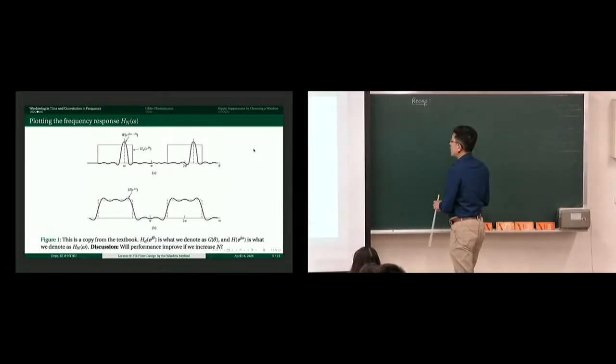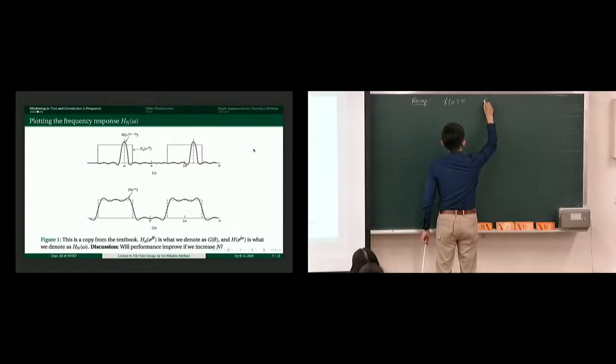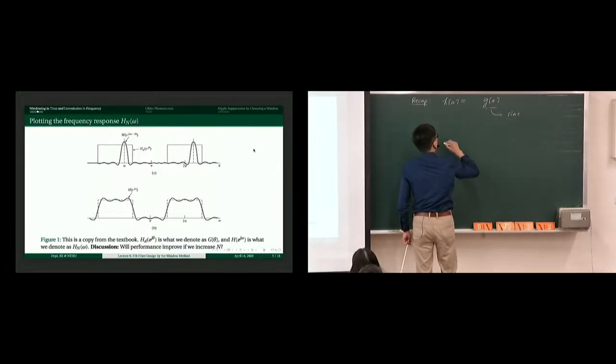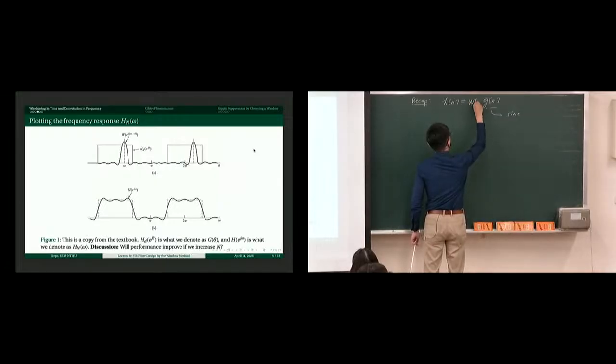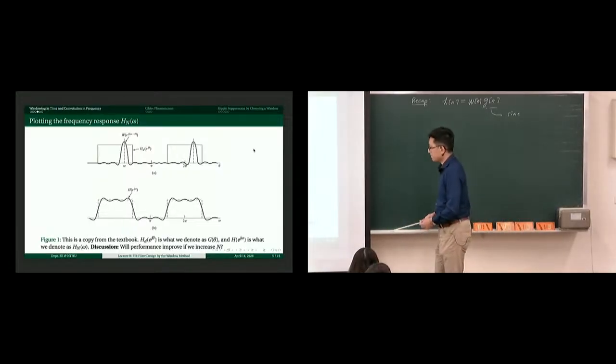Okay, so let's recap. When we say using a window, our design would be something like this. We are going to multiply the ideal impulse response, which for low pass is a sinc function in discrete time, with a window function: time domain multiplication, frequency domain convolution. Okay, so that's where we were in the past two weeks.